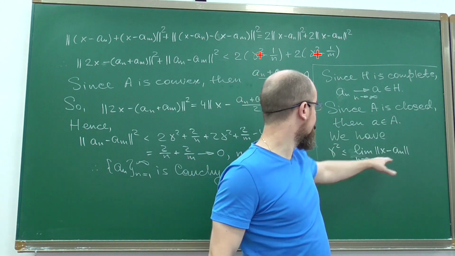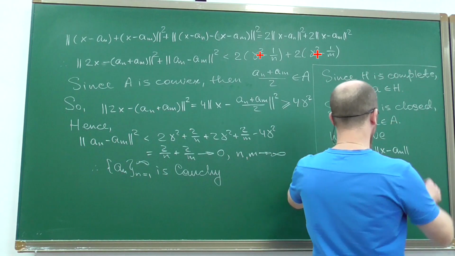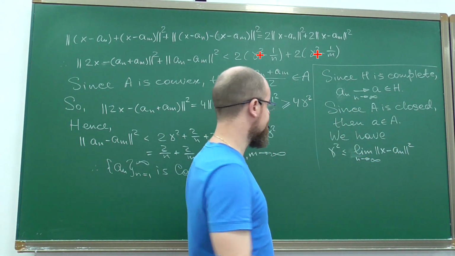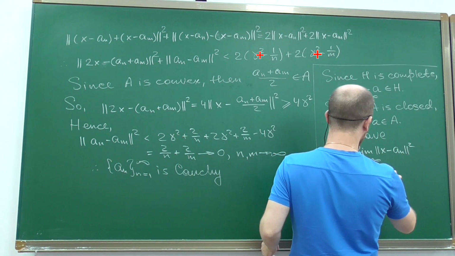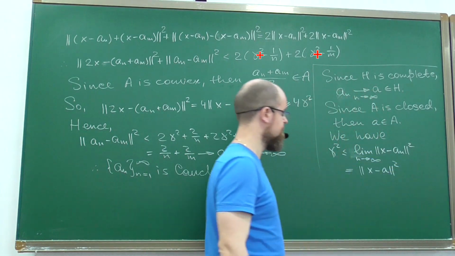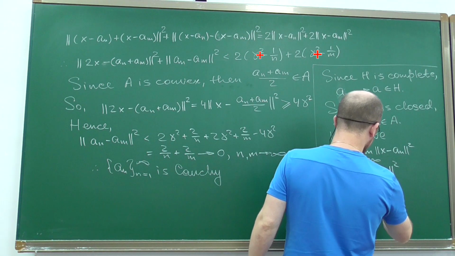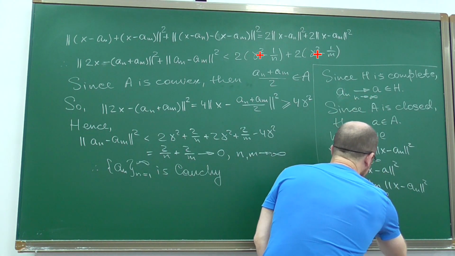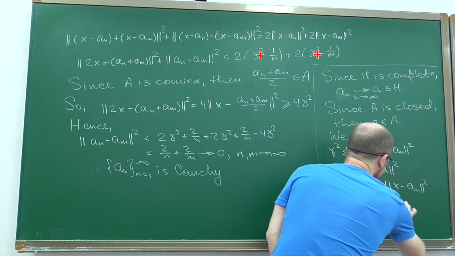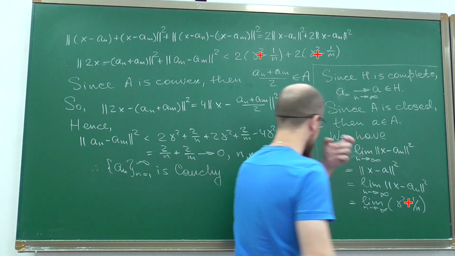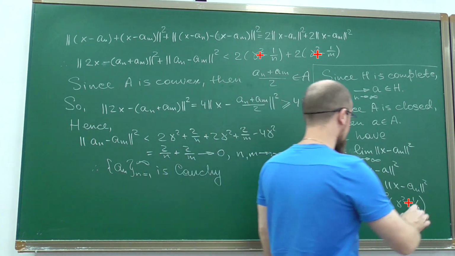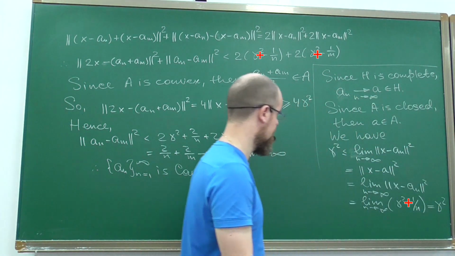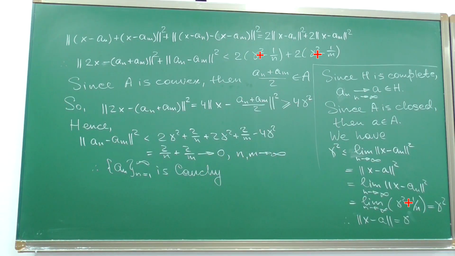Well, this inequality holds for any n, so we can take the limit. And yes, since we have a square here, let's write the square here as well. Now, taking the limit, we obtain that this equals the norm of x minus a squared. I will write it now again as the limit of the norm of x minus a_n squared as n goes to infinity. Then estimate it using the second inequality as gamma squared minus 1 on n, which is gamma squared. So we proved that there exists a point at which the distance is attained.